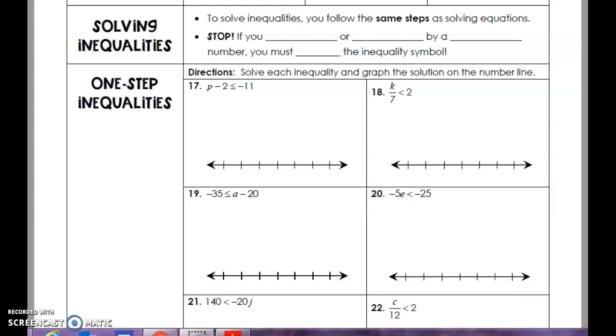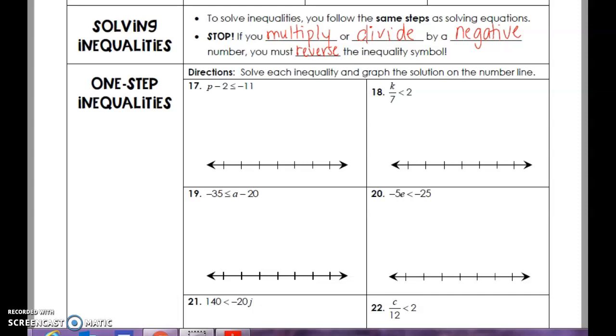Stop. If you multiply or divide by a negative number, you must reverse the inequality symbol. Let's look at some of these together.